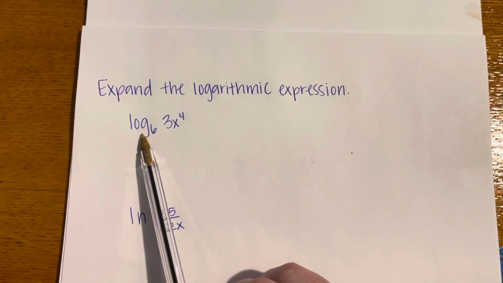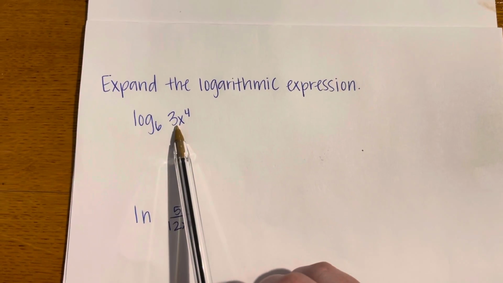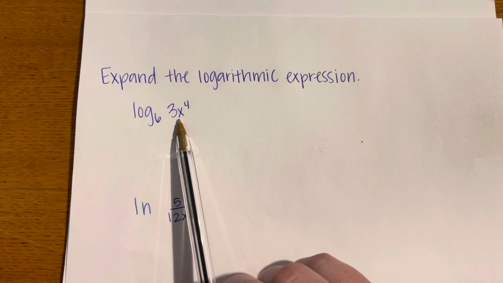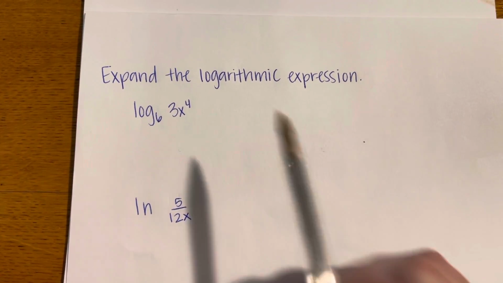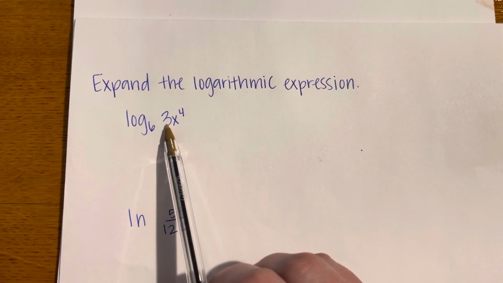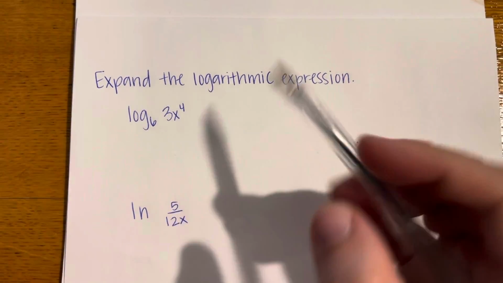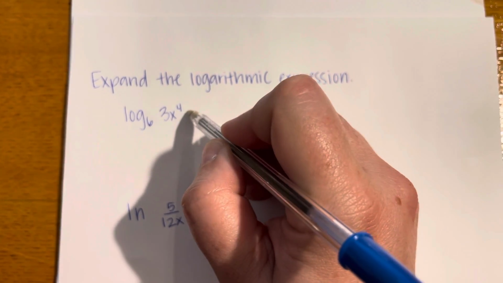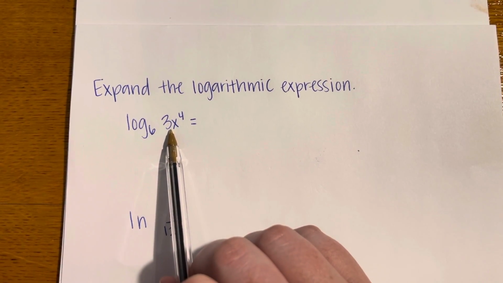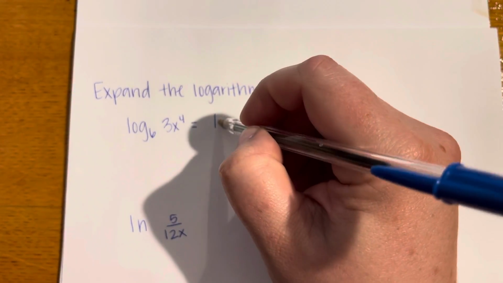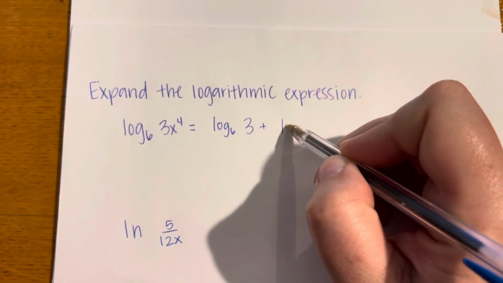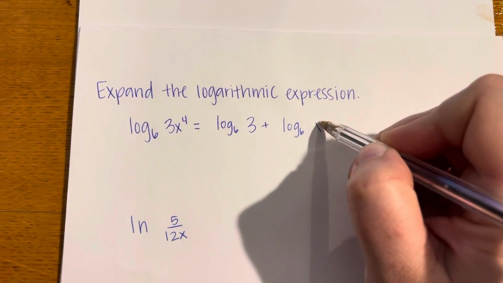I have log base 6 of 3 times x to the 4th. The first one that I'm going to use is the product property. So I'm going to separate that into the two things that are being multiplied together, which would be 3 and x to the 4th. Remember, the product property tells us that instead of multiplying, we can separate them and add. So this would be log base 6 of 3 plus log base 6 of x to the 4th.